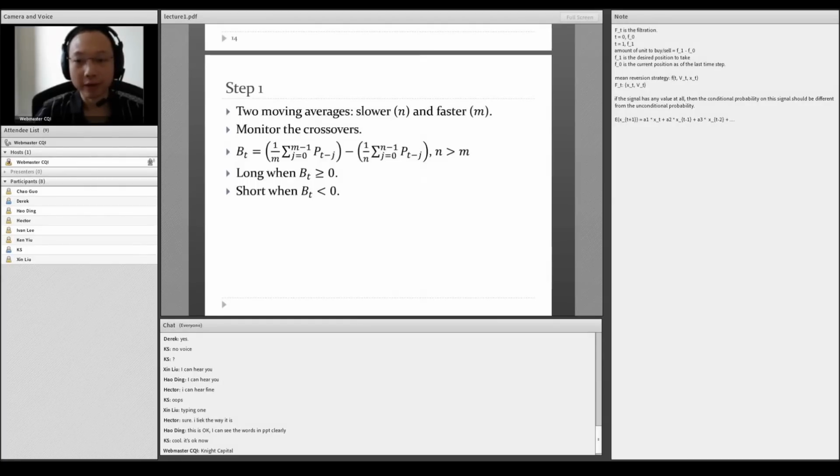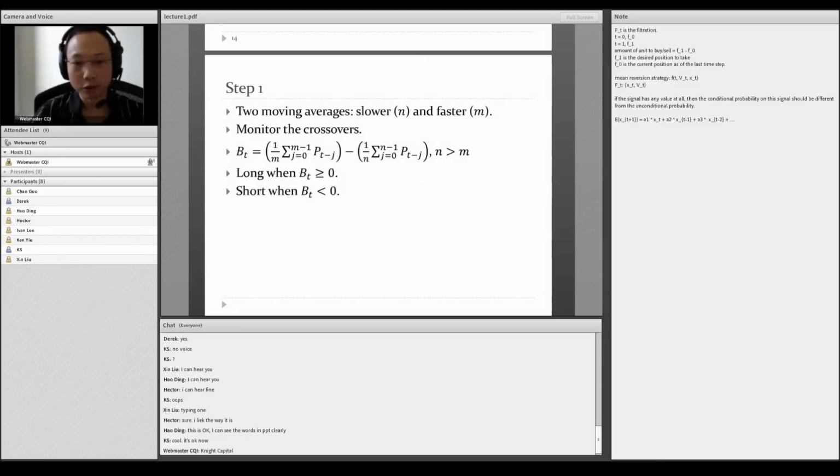The crossover is just the difference between the faster moving average and the slower moving average. Now if BT is positive, it means the faster moving average is above the slower moving average, so we buy. We get into a long position, and otherwise we sell and get into a short position.